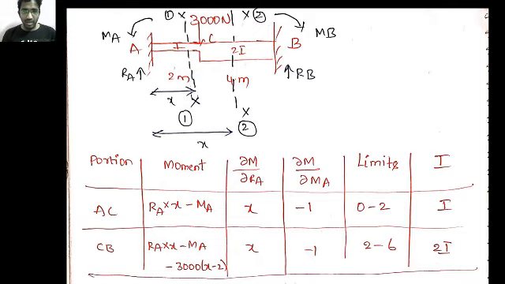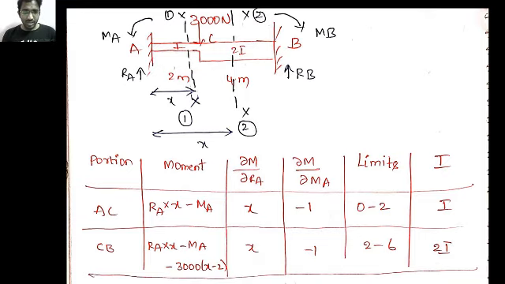Now ∂M/∂Ma, the moment equation with respect to Ma. RA into x becomes 0. Why? Because this is partial differentiation, so we have to take it as constant, so it must be equal to 0. Finally we got minus 1. The same thing applies for the CB portion: ∂M/∂Ra will be x, and ∂M/∂Ma will be minus 1.